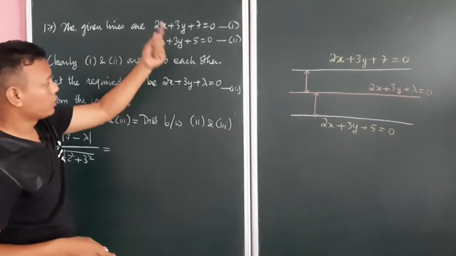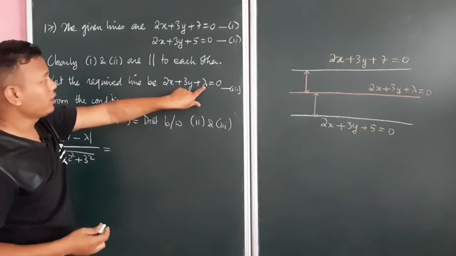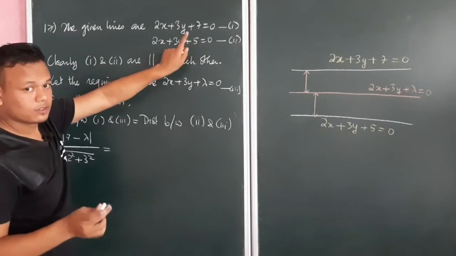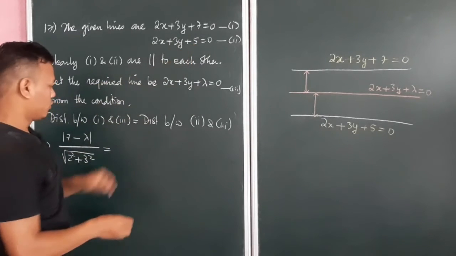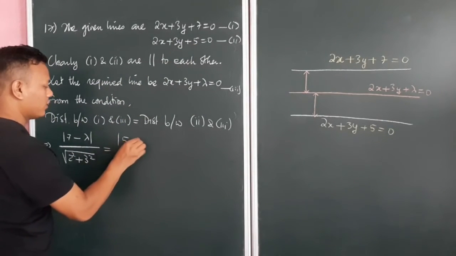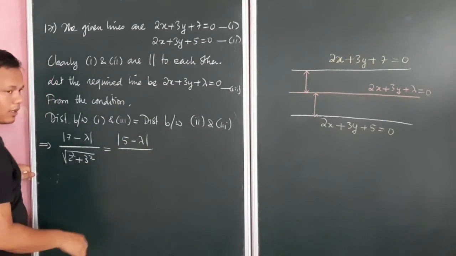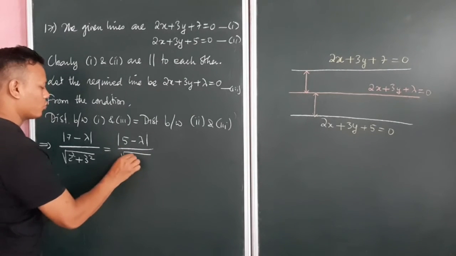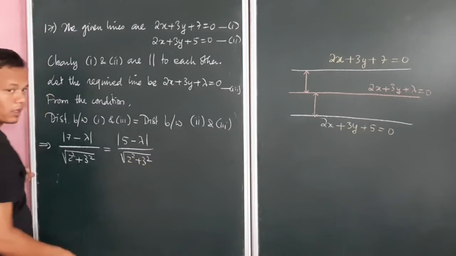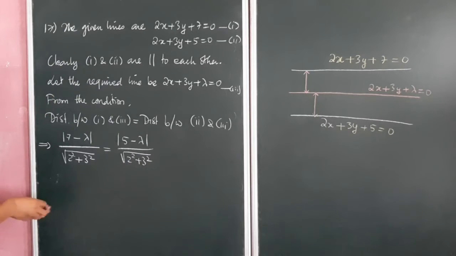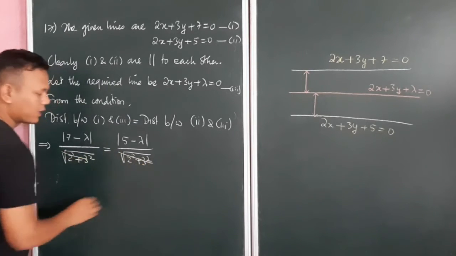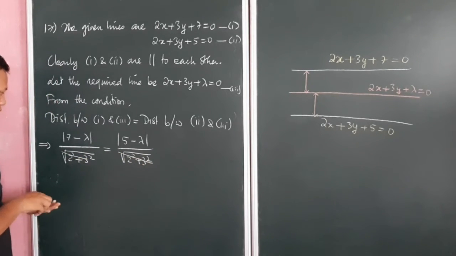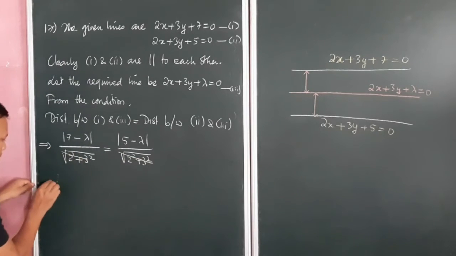Whichever way, if you want to call this C, that's also fine. So let me call this C. So we have (5 minus lambda) whole divided by the square root of 2 square plus 3 square. As you can clearly see, this and this get cancelled with each other. So we have 7 minus lambda.